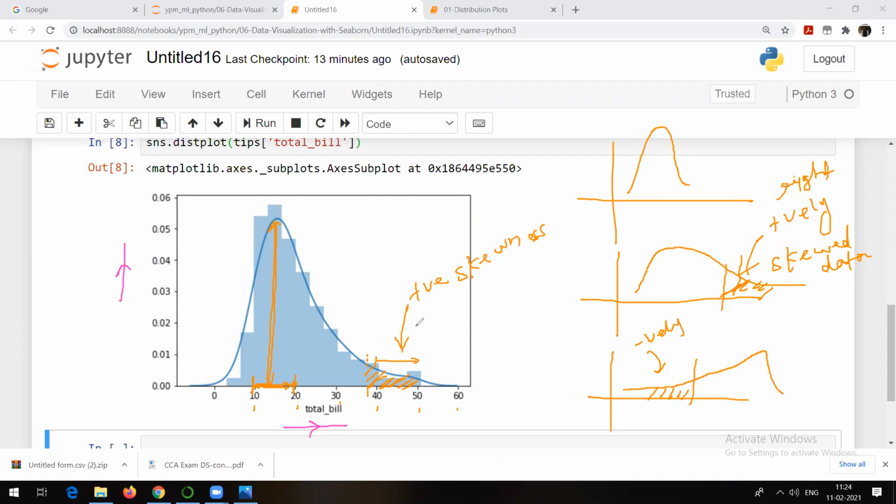So we need to remove the skewness. Why? Why take care of the skewness? Because if you do not remove the skewness from your data and then pass the data as input to the machine learning algorithm, you will be able to create a model, but that model is going to be an overfitted model.